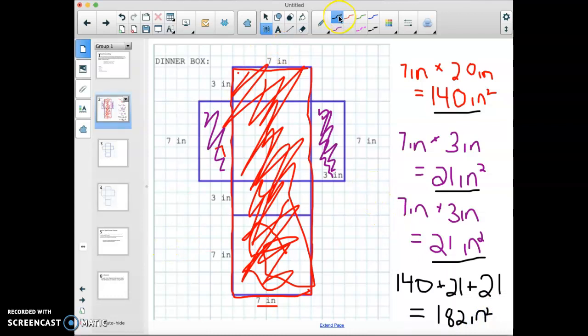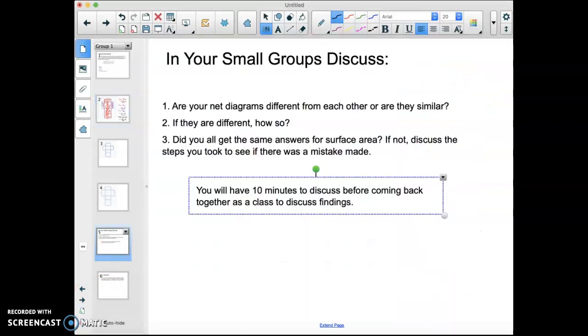Now that I have modeled the first one for them and with them, it is now their turn to do the pie box and the cake box. They will have 15 minutes to complete this before I give them their next instruction. Students should be able to complete the nets for each of the other box options within 10 minutes. After that 10 minutes, I will place students in small groups where they will discuss their diagrams.